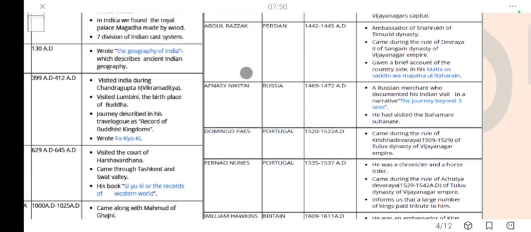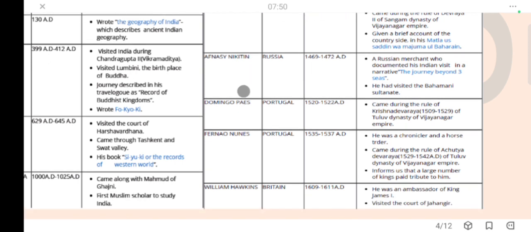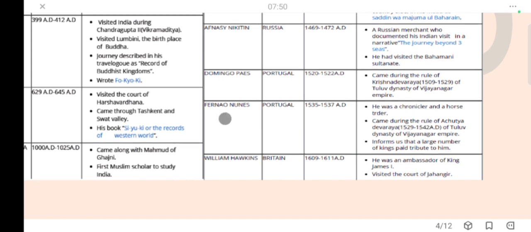Domingo Paes came during the rule of Krishna Devaraya I, Tuluva dynasty of the Vijayanagara Empire. And Fernao Nuniz, a chronicler and a horse trader, also came during the rule of Achyuta Devaraya of the Tuluva dynasty of the Vijayanagara Empire.